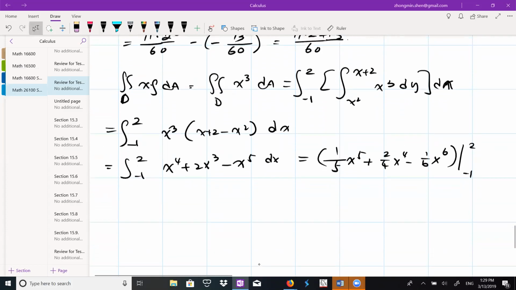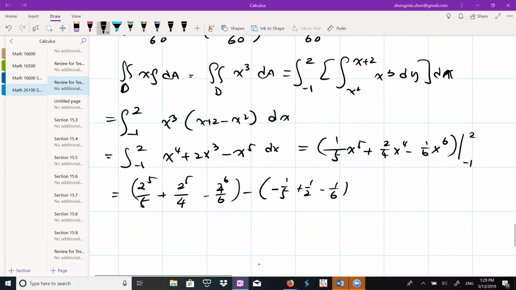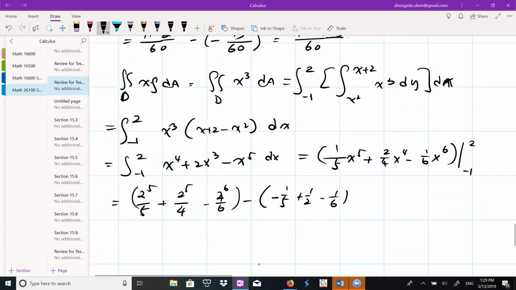Okay. First, you will get 2 to the fifth plus 4 here, 2 to the fifth also, and a 2 to the sixth. Okay. Minus negative 1/5 plus 1/2 and minus 1/6. Okay, it's a little bit complicated, right? So let's get to the number, okay?